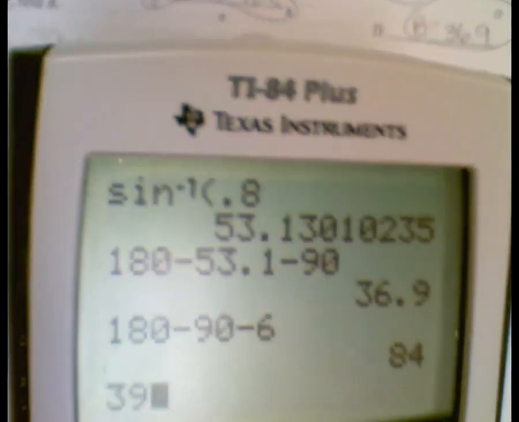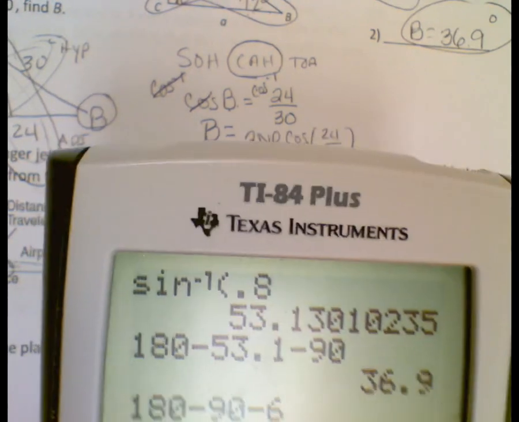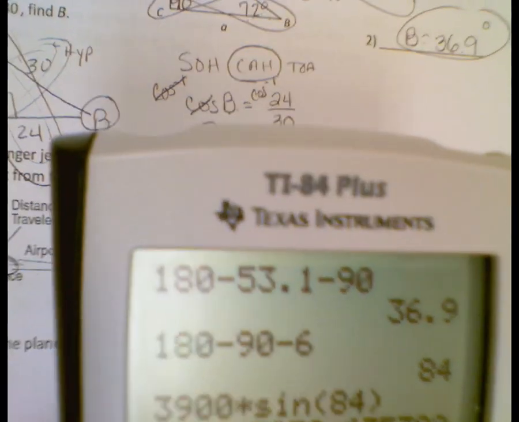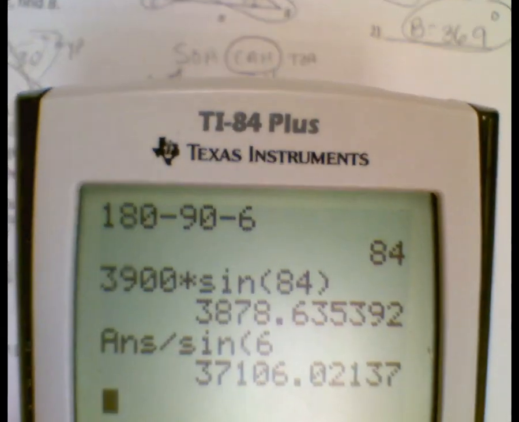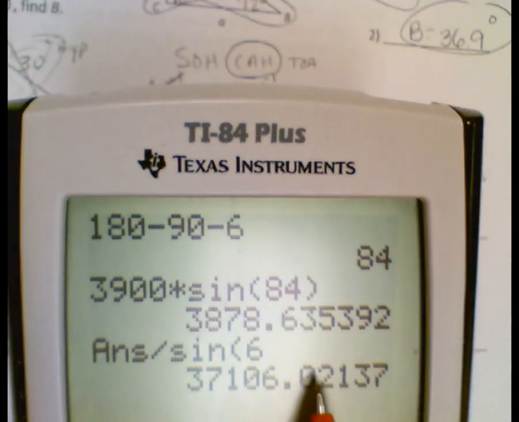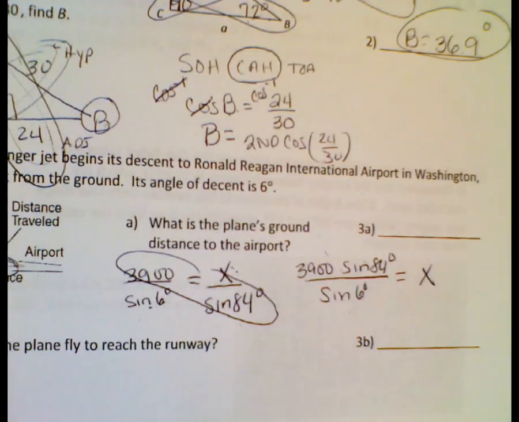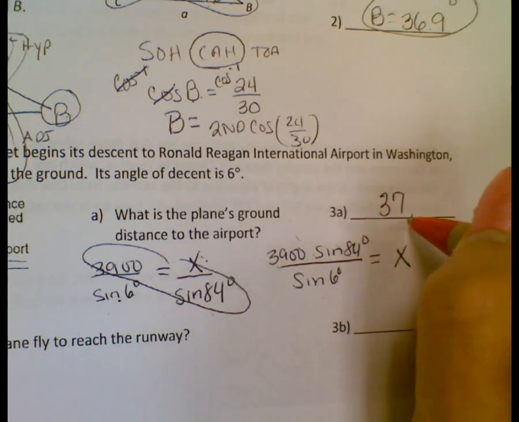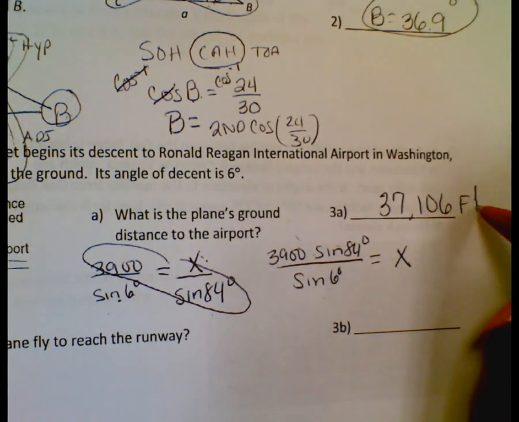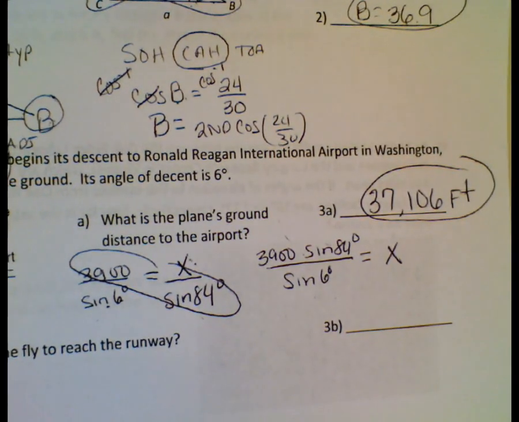So it's 3,900 times sine of 84 divided by sine 6. Woo, that's a big number. 37,106, and it looks like the decimal is just going, that 2 is not going to round to 0. So the first 5 numbers are your answer, 37,106. And that looks like it is in feet, according to the problem. We're in feet. Because miles would be pretty far.